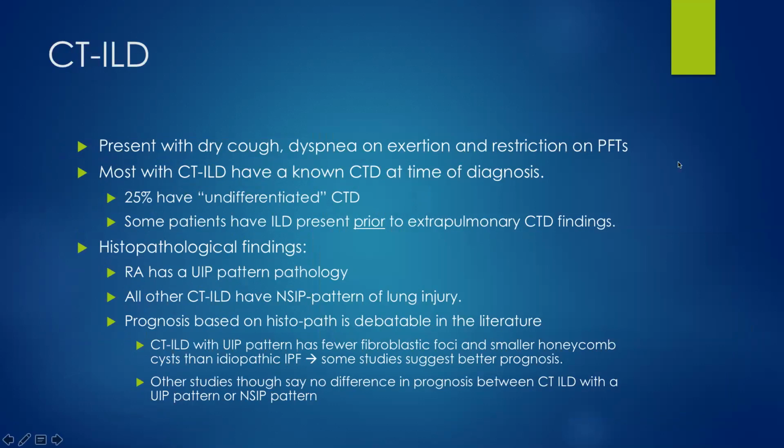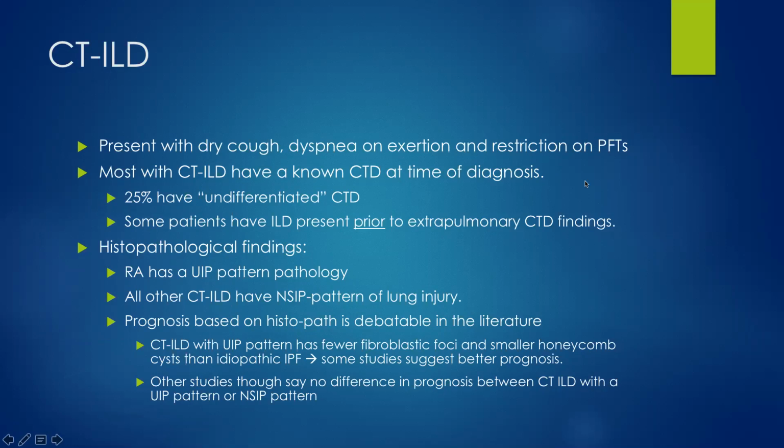So connective tissue ILD. You can make a diagnosis of this in a lot of people. This is all those rheumatologic conditions that can affect the lung also. Because remember, all those rheumatologic conditions are systemic. It's not just going to be a rash or a joint pain. It can affect pretty much any organ in the body. And the lung is a very popular place for all of these things to affect. So dry cough, shortness of breath, restriction.